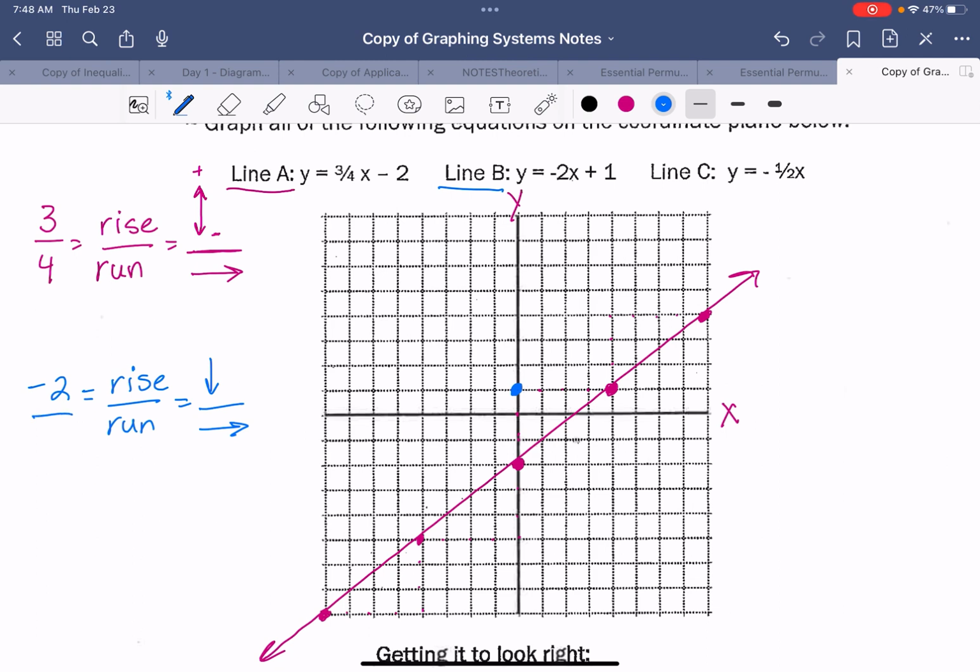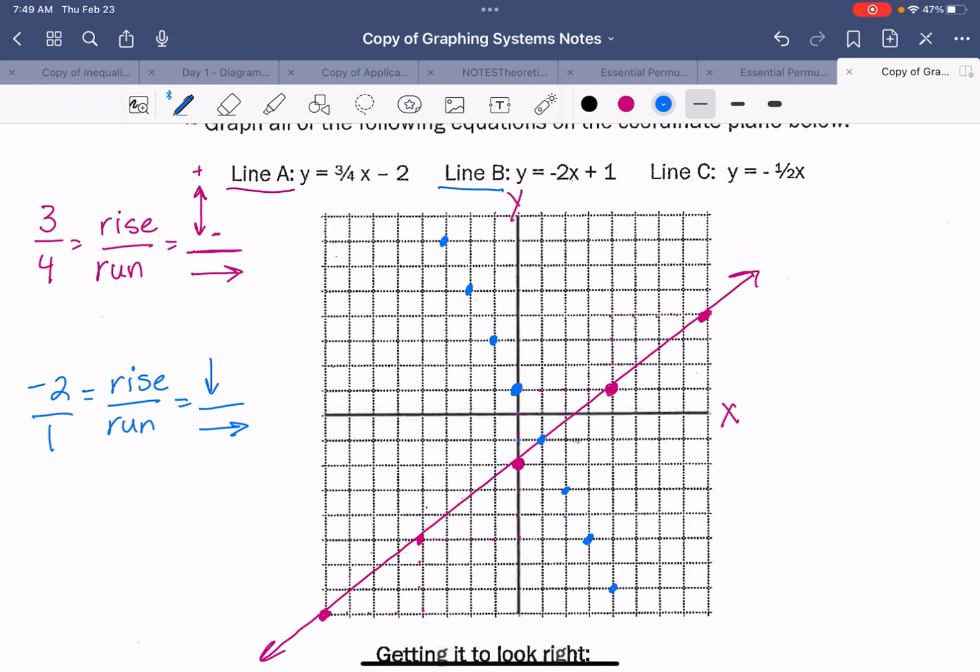-2 is also the same as -2/1. Always. If you have a whole number and you don't see a fraction there, it's going to be -2 or 10 or whatever it is over 1. So we're going to go back and start here at our y-intercept. And I'm going to go down 2, 1, 2. What direction do I go? Right, right, right. Good. Down 2 to the right 1, down 2 to the right 1, down 2 to the right 1. Now, if you need to pause the video to do this, go ahead and do it.